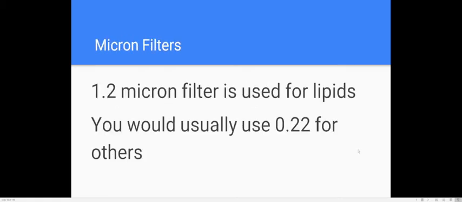And so micron filters are kind of like filters on needles and stuff, so a 1.2 micron filter, which is pretty small, is used for lipids, but usually you would use a 0.22 micron filter for anything else. Again, this is just a tidbit of knowledge that they might ask you about. And you have to pay attention to what they're using the filter needle for. So if they say it's lipids or fats, you make sure it's a 1.2 micron filter needle.